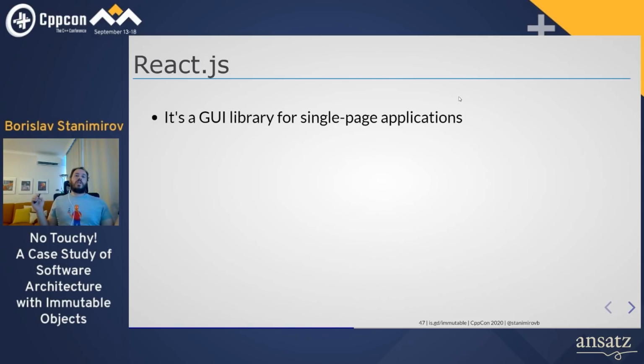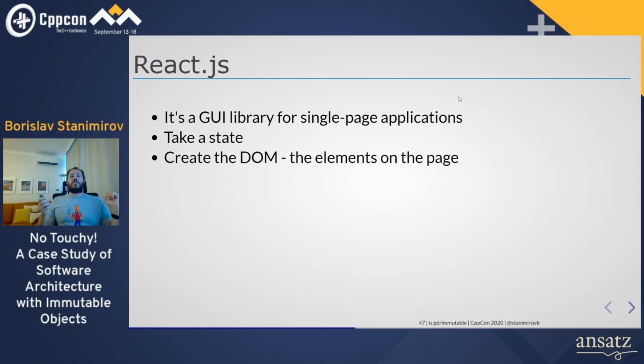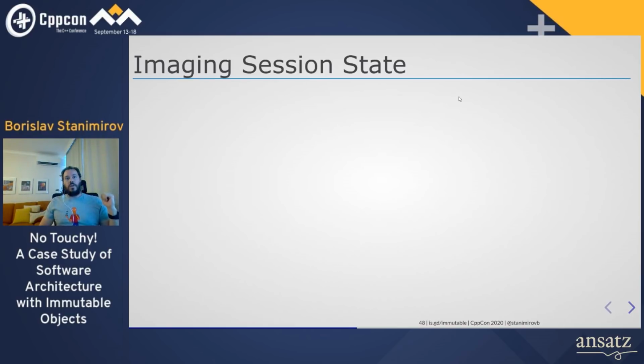It's basically a GUI library for single-page applications. You take a state, like, I don't know, a plain old JavaScript object, a POJO. And based on the state, you create the DOM, the elements which comprise your web page. And that's it. As I said, the most useless presentation, isn't it? But let's see an example. So let's see an example with one of our states.